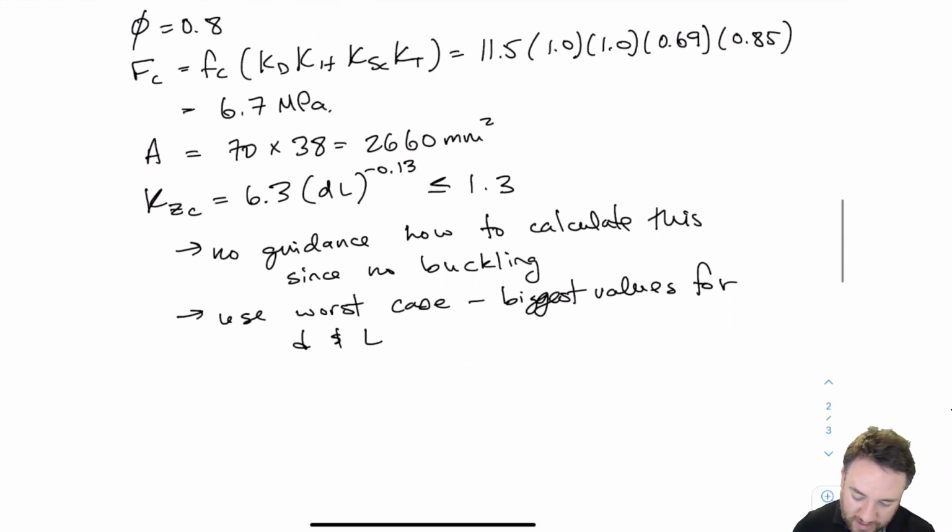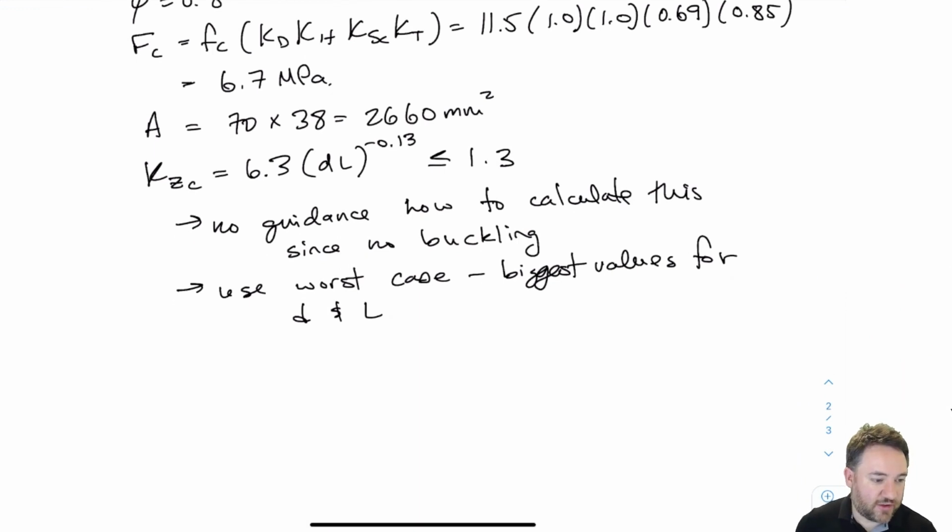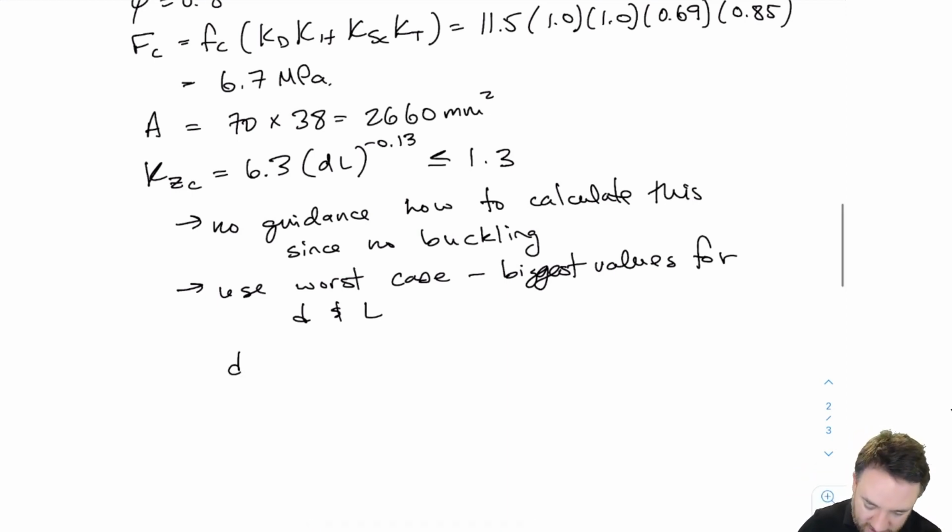Okay, so how do I know that the biggest values of D and L are the worst case? If you plug in different values of D and L, you'll see that as the size becomes bigger, the size effect factor goes down. So you remember, usually for bigger members, we get bigger size effects, which means we need to decrease the strength. You can try that on your own, plug in different values of D and L. As I put bigger values, I'm going to get a worst case.